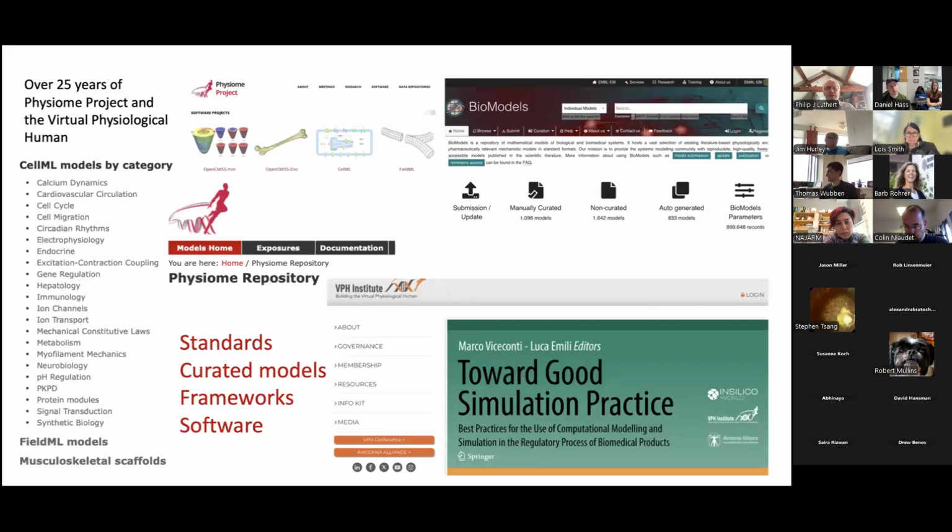And in parallel with the development of the cardiac modeling, there's been a whole wealth of activity that hangs around the Physiome project and the virtual physiological human. This work has been running for over 2 decades now and has generated a whole series of standards, including the Systems Biology Markup Language, but also CellML, a markup language for modeling cells, and FieldML, a spatial modeling framework.